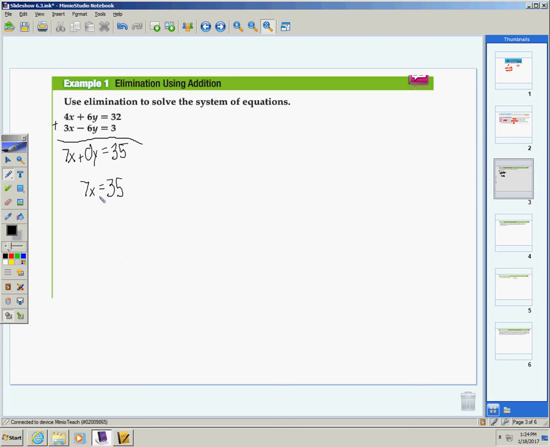Then I just need to solve this for x. Divide each side by 7, and I get x equals 5. And at this point, we've done all the new parts. We've used elimination. Now it's exactly like substitution.